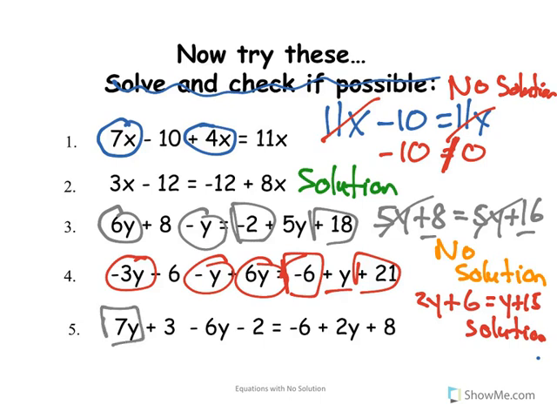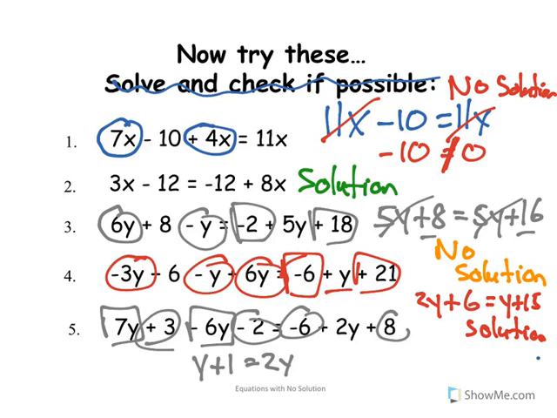Let's do the same thing here, right? If I combine the like terms on my left, I get y plus 1. And if I combine these like terms over here, I get 2y plus 6. I'm sorry, plus 2. I was looking at the wrong numbers. So I can solve this and get y equals negative 1, so that's going to be a solution.